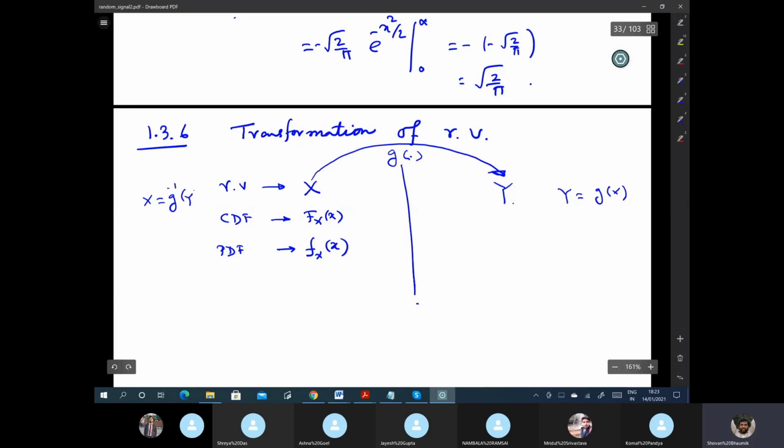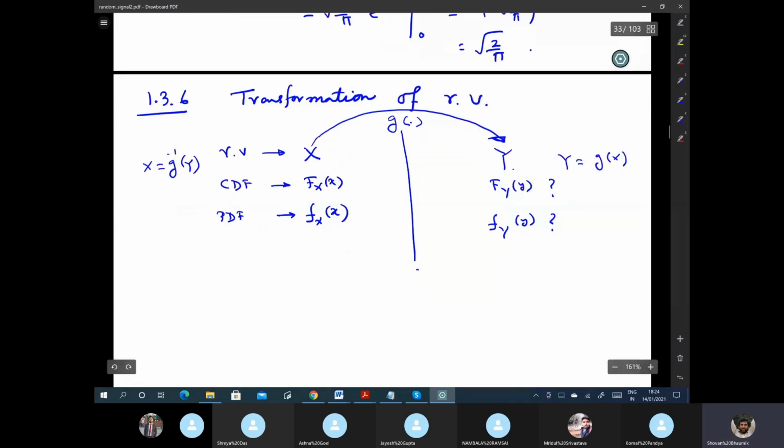Now the question is, what will be f y? What will be the small f y PDF? So what will be the CDF and what will be the PDF? This is our question now. Try to understand this. Suppose we have a random variable x and we transform it to another random variable by a function g of x. If its earlier PDF is f x, then what will be f y? How will these two PDFs be related?